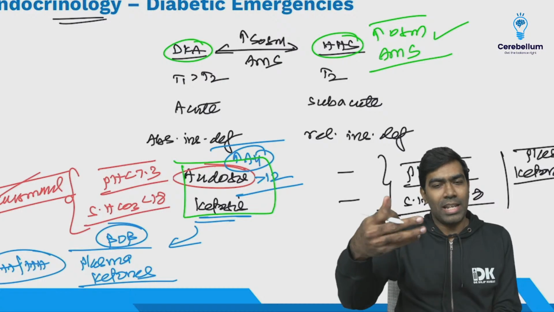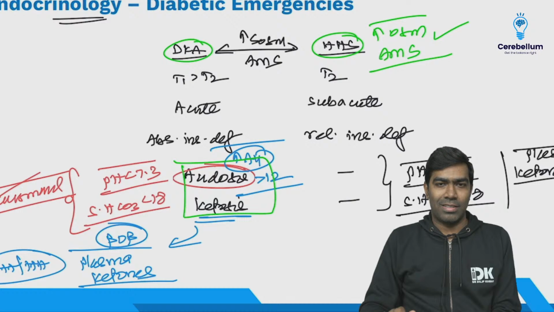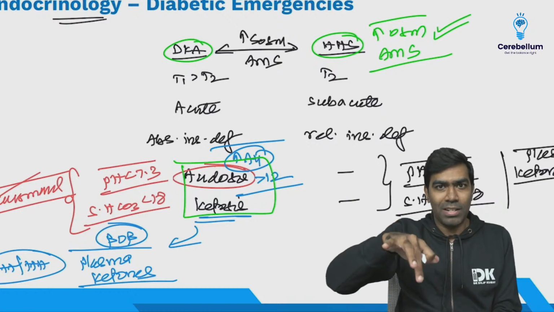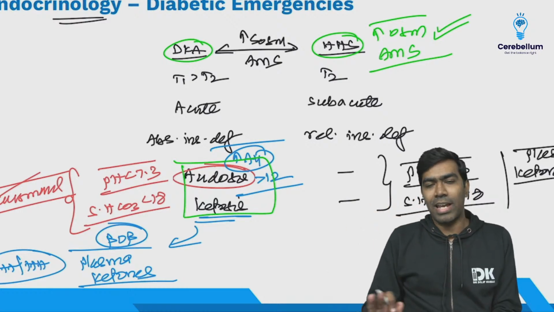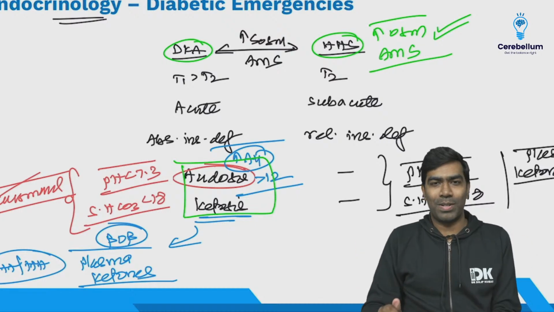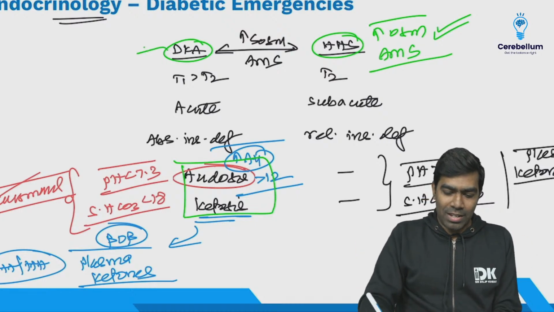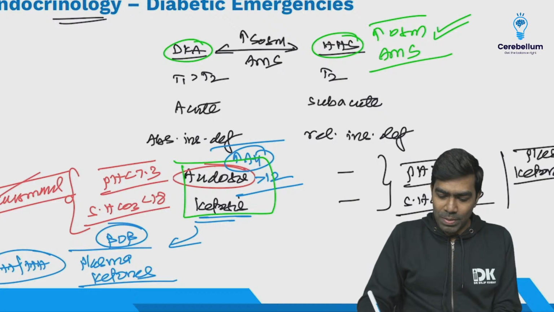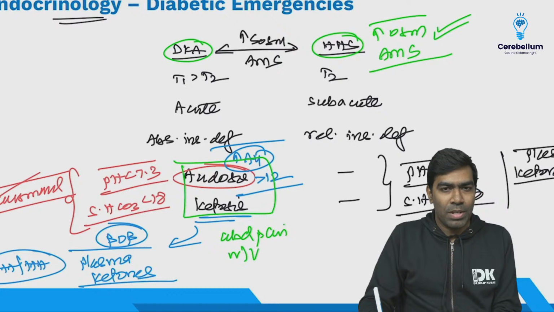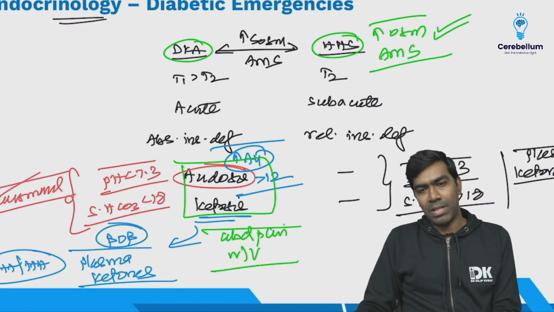Okay, maybe additionally they can have altered mental status. But in HHS, the main problem itself is altered mental status and high osmolality only. That is what is bringing the patient to the hospital. In DKA, because of the acidosis, the ketoacidosis, patients will have severe abdominal pain, nausea and vomiting. This will usually not be the case in HHS. It can be there, but usually not the case.